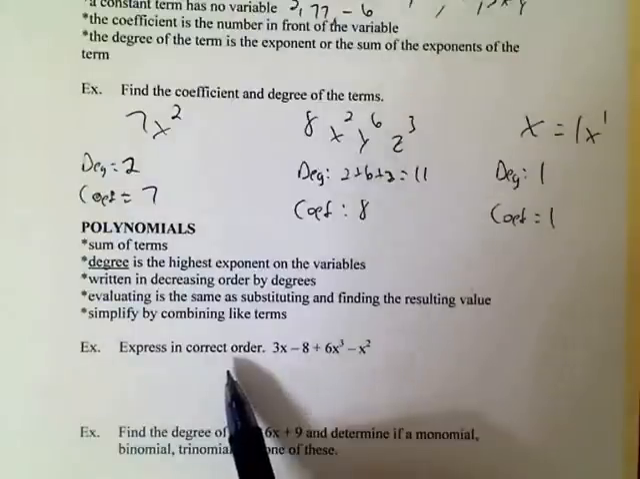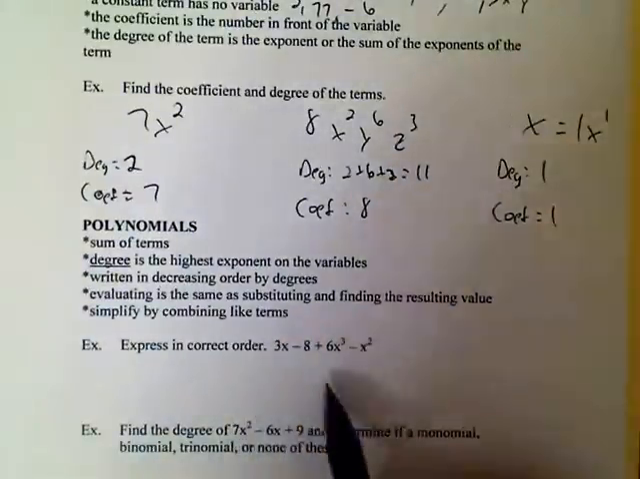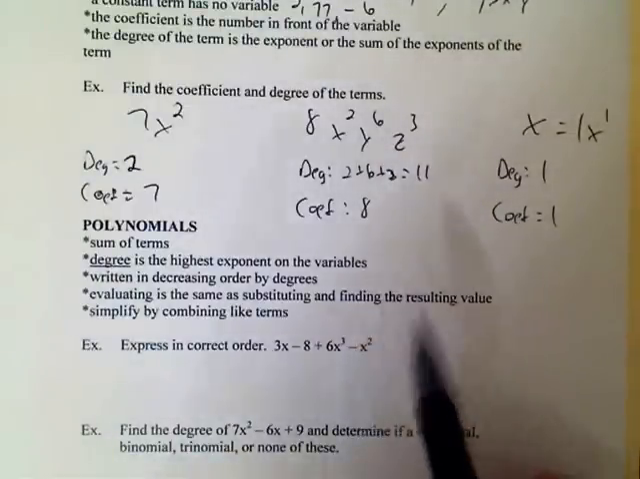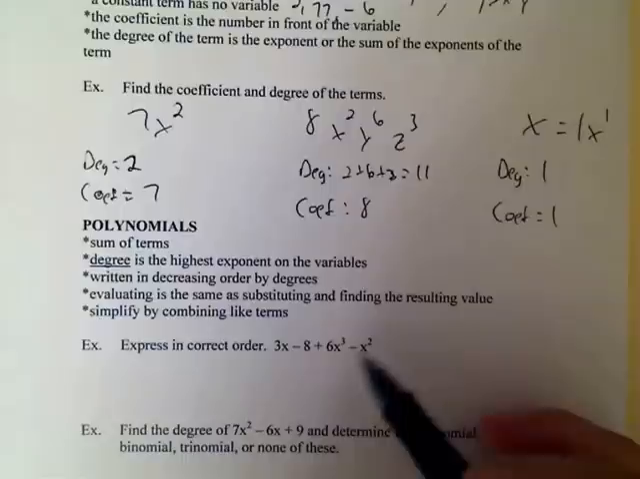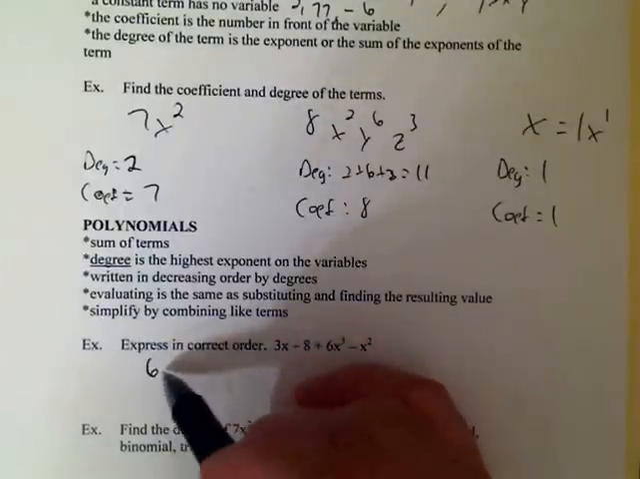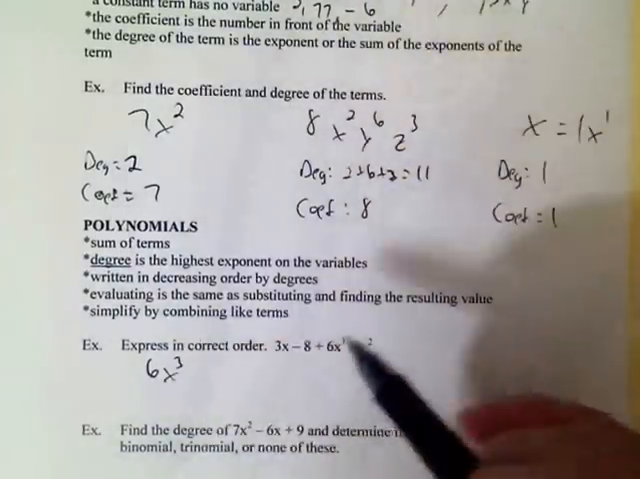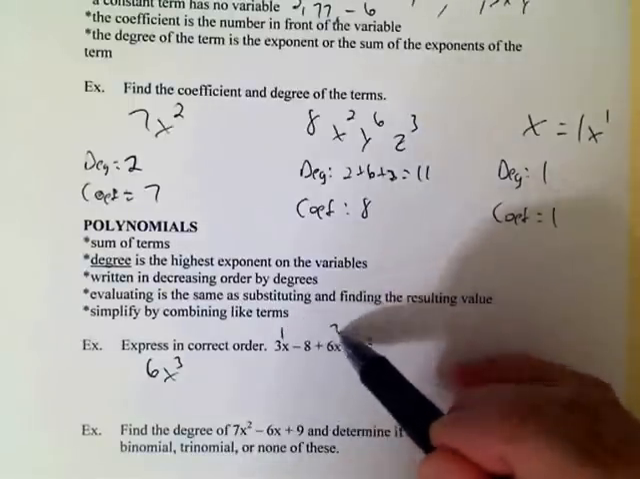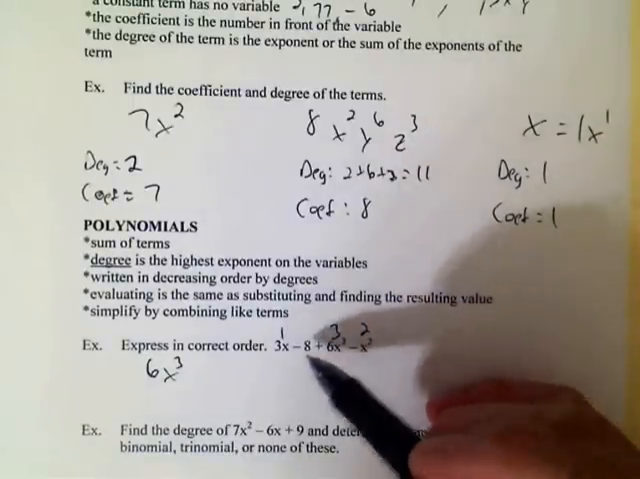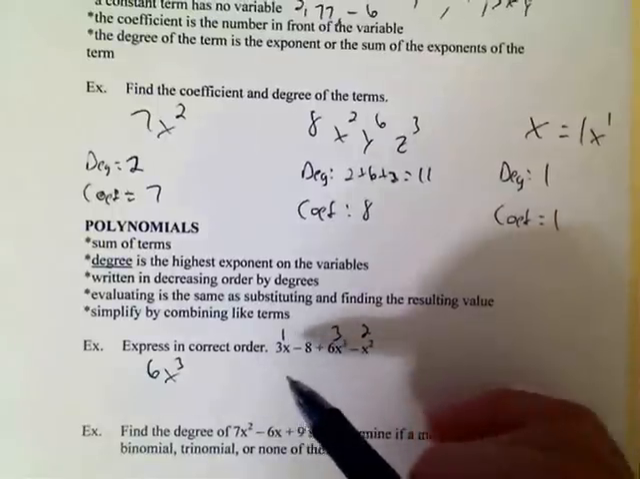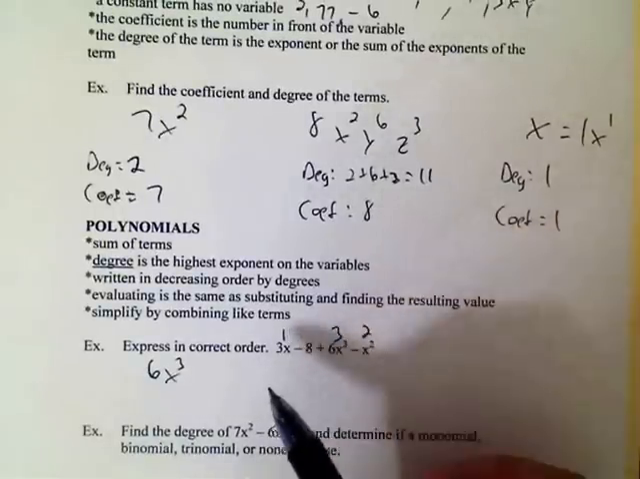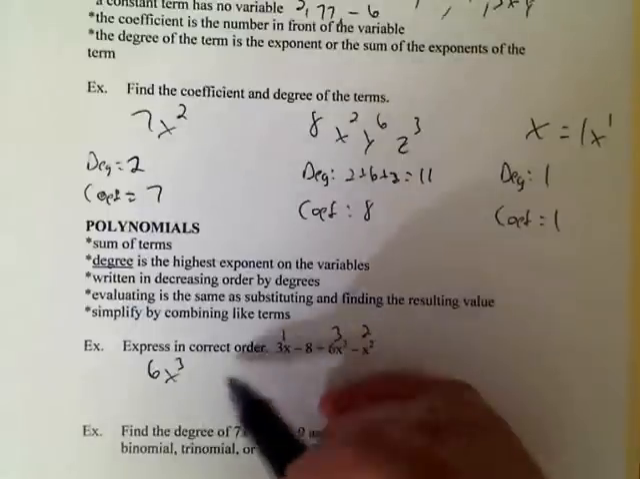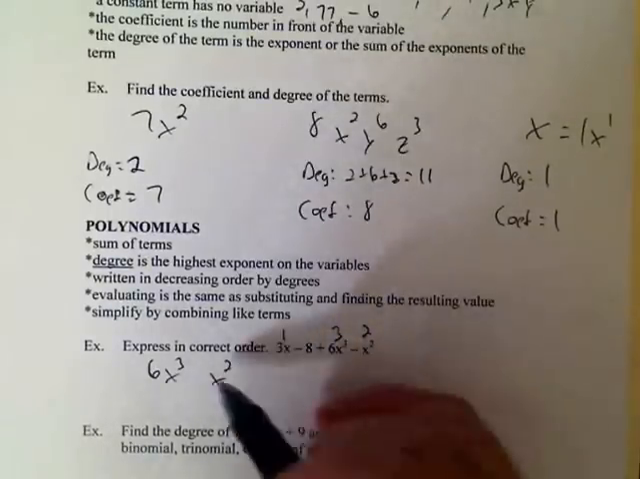First example, express in correct order. As you can tell, they're not. If you look at the degrees, they're not in the correct order. We always start with the highest degree first, highest exponent, which is 6x cubed. In fact, if I were to ask you what are the degrees of these 4 terms, you would say 1, 3, 2. Some people may not know what this 8 is. We'll talk about that here in a second. We use this example to explain that. So you have 6x cubed, and then x squared is the next, but notice that there's a minus in front of it.